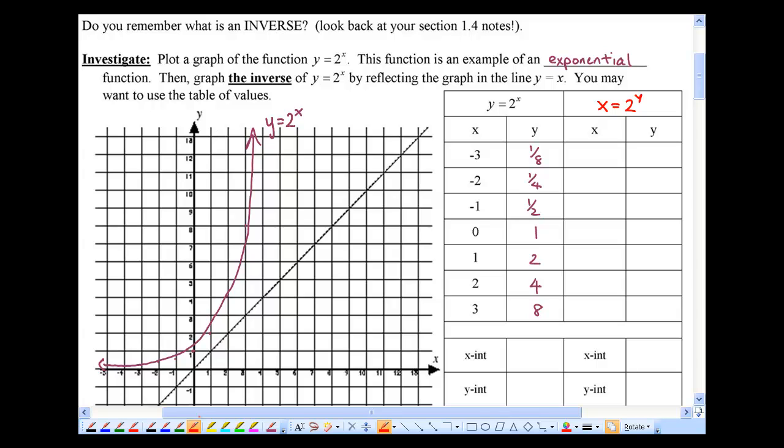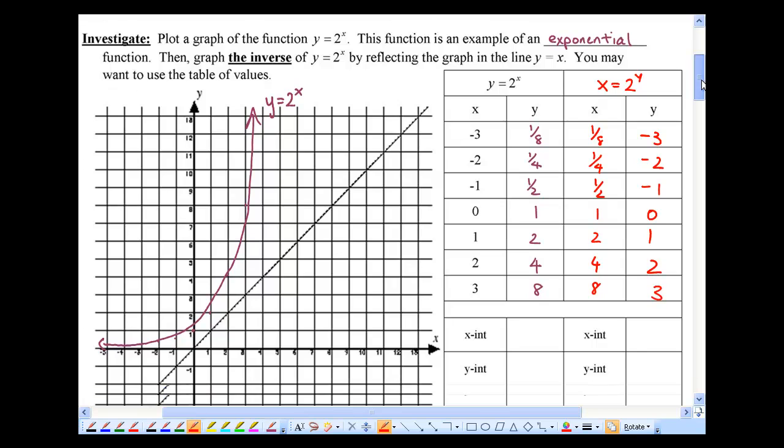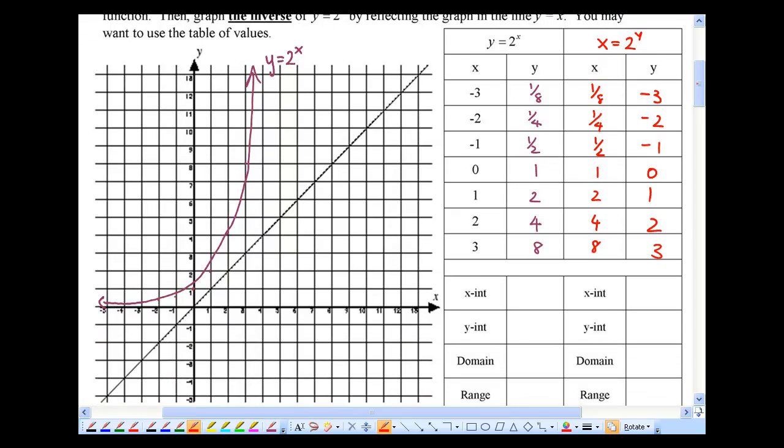And then I'm going to switch the table values. So my x values become 1/8, 1/4, 1/2, 1, 2, 4, 8. And my y values become -3, -2, -1, 0, 1, 2, and 3. Okay? I'm going to now use this to graph out my inverse. So 1/8 is at -3, 1/4, -2, 1/2, -1, 1, 0, 2, 1, 4, 2, 8, 3. And I'm going to graph this out. Lovely. And this is, I guess, x equals 2 to the power of y.